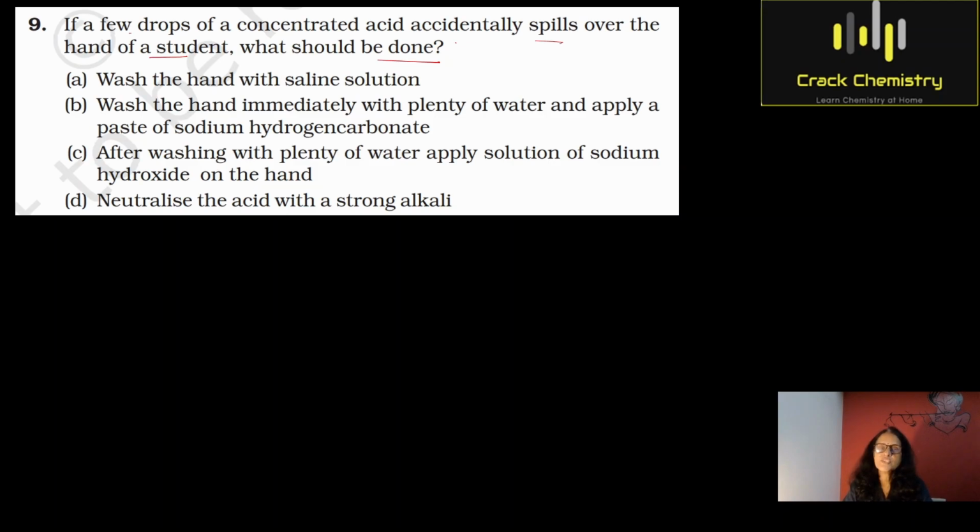We will consider the given options one by one. First option is wash the hand with saline solution. Student, this is not going to give any relief to the student. So this is not a correct option.